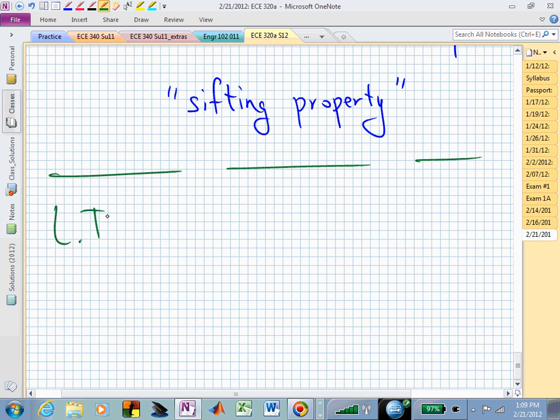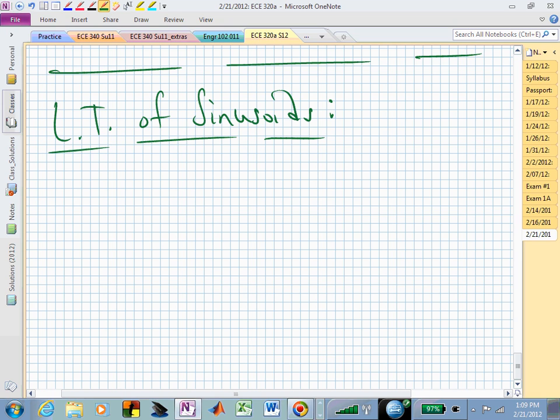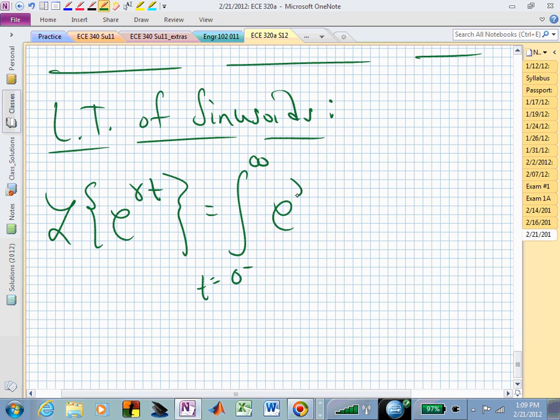All right, let's look at the Laplace transform of sinusoids. And before we do that, to make this easier, let's look at Laplace transforming an exponential, where gamma could be a complex variable. In terms of the definition, we are integrating time out of this. So we're integrating from t equals 0 minus up to infinity. The waveform, e to the gamma t, e to the minus st, we weight it by this complex exponential and we integrate over all time.